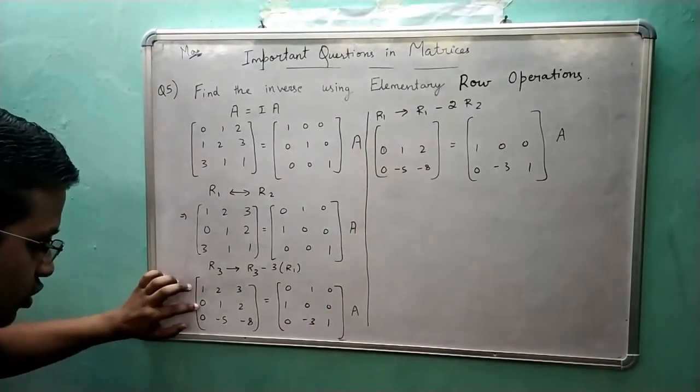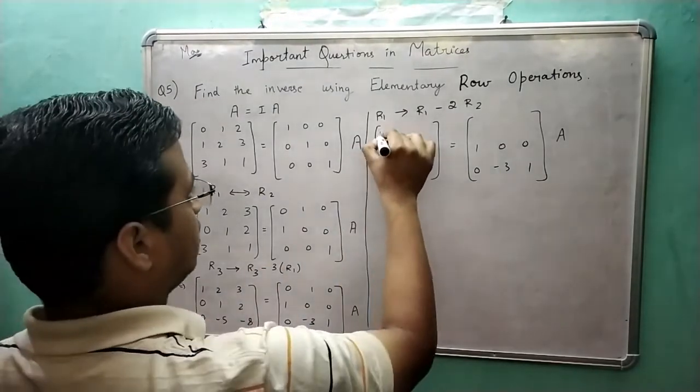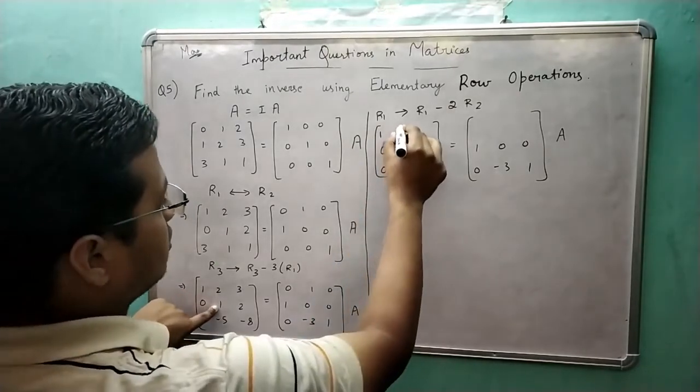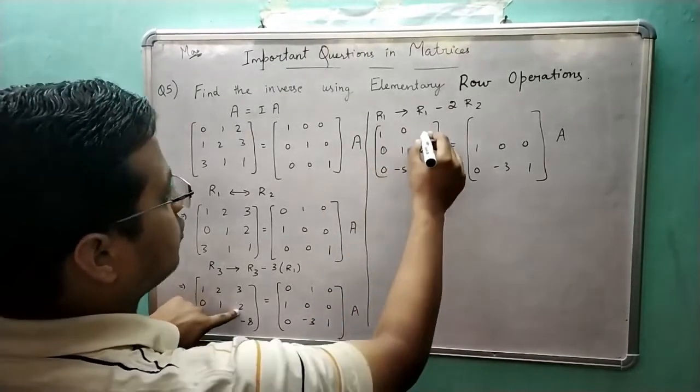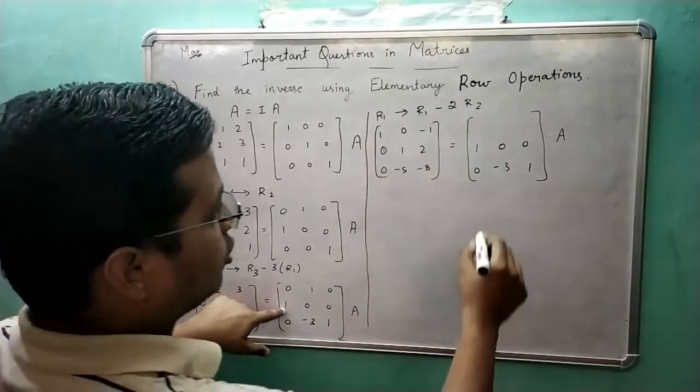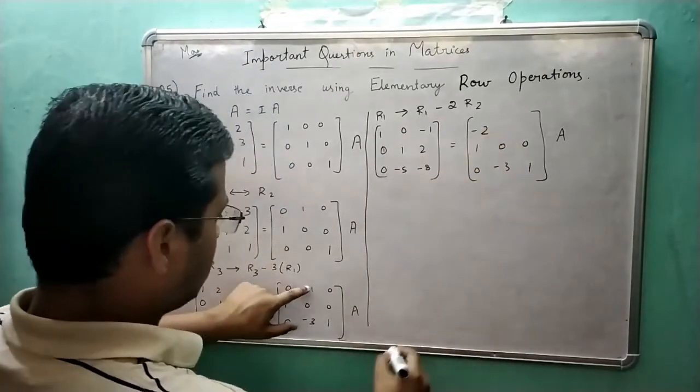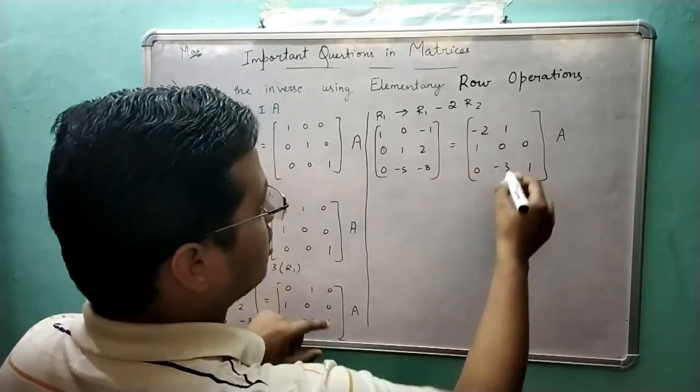So 1 minus 2 times 0 is 1. 2 minus 2 times 1, so 0. 3 minus 4, minus 1. 0 minus 2, minus 2. 1 minus 0, 1. 0 minus 0, 0.